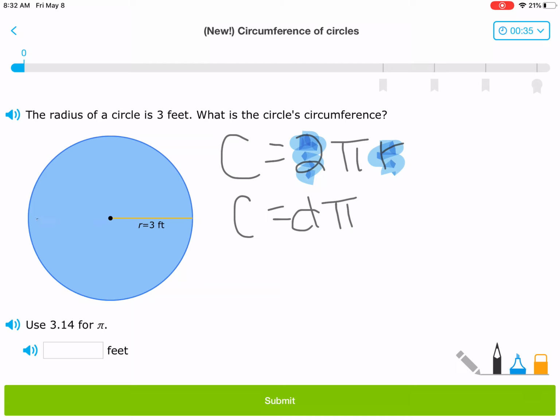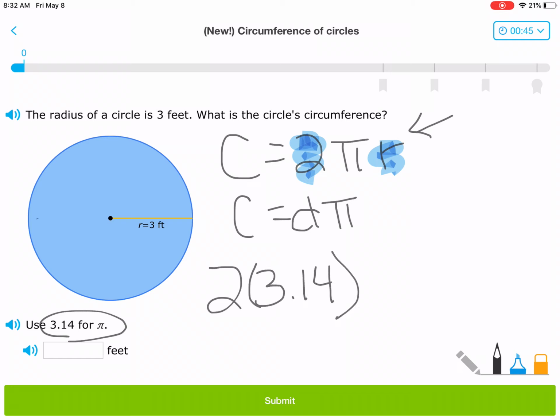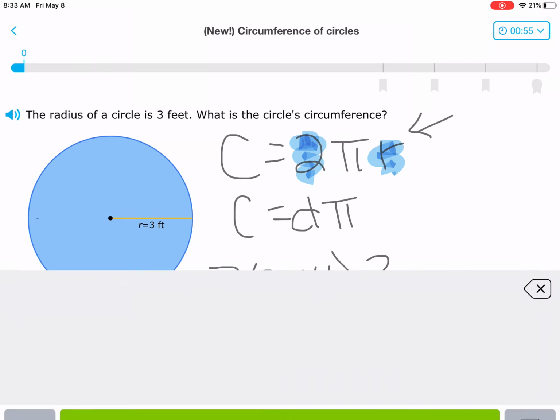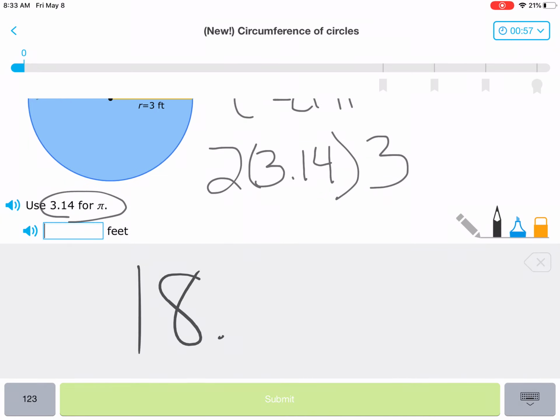So it gives us the radius, so we'll just use the radius. It's 3. So I'm going to use this first formula. So 2, and it tells us to use 3.14 for pi. Okay. So 2 times 3.14 times 3 gives us 18.84.